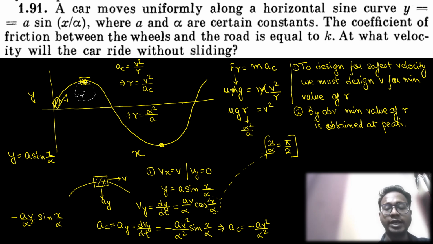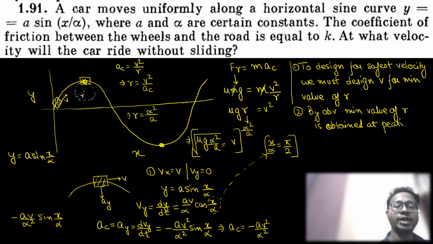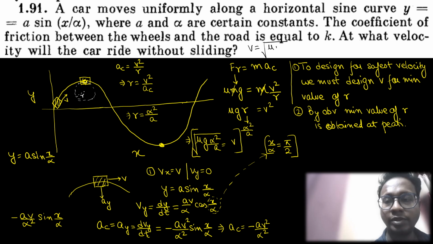Okay, so if I get the equation, mu g alpha square by a is equal to v square, or v is equal to under root of mu g alpha square by a. Or the maximum possible safest velocity is equal to under root of mu g alpha square by a.